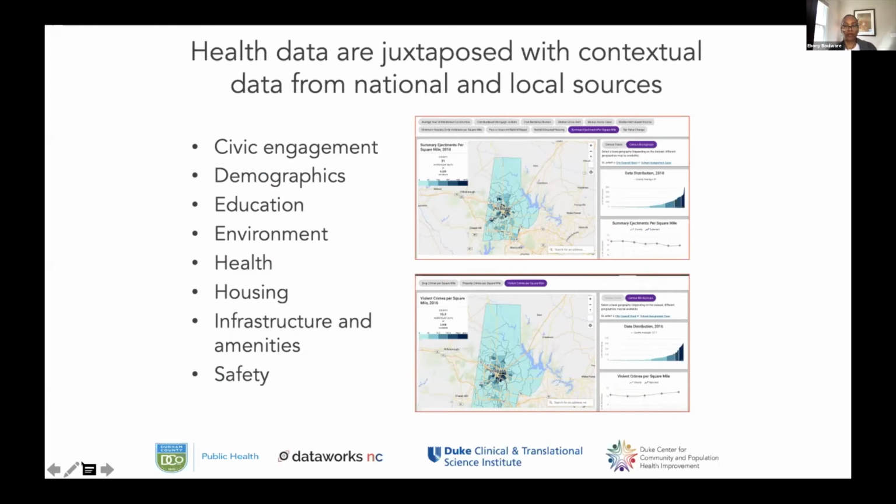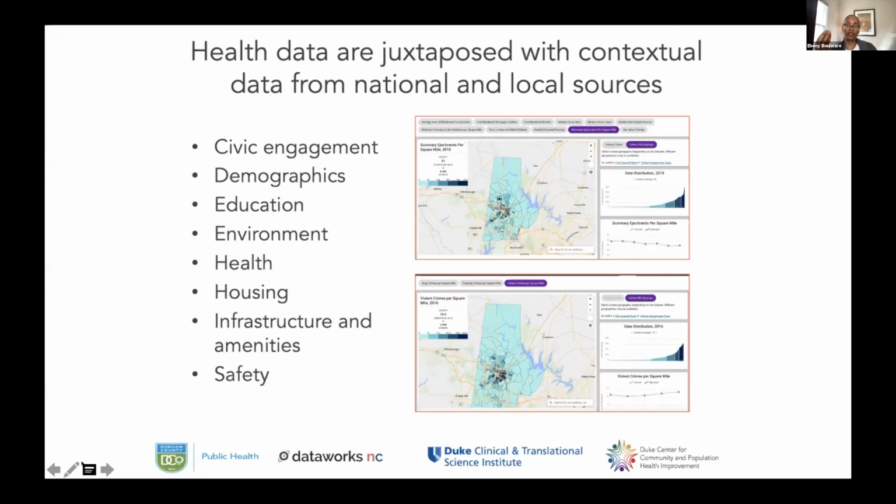You can see a map of diabetes or those other conditions, but you also can see, at the same level of specificity, data on the individual's living context. So civic engagement in the form of voter participation, demographics, education, environment, health, housing, infrastructure and amenities, and safety. And so there's a number of maps there.